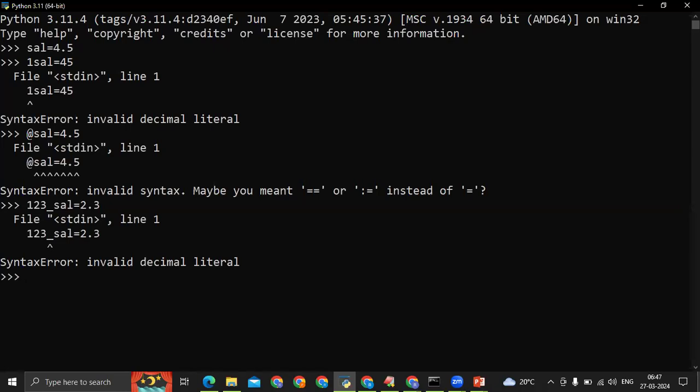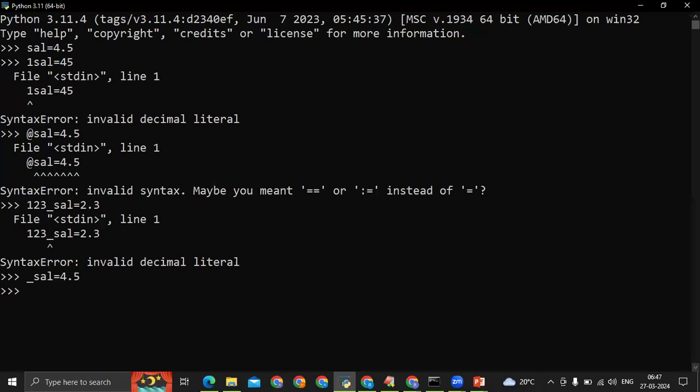Error. Now, in case I write _sal = 4.5, it is acceptable. A variable name should be a combination of alphabets, digits, or the special symbol underscore only. No other symbol is allowed. And it should start with an alphabet or underscore only, not with a digit.